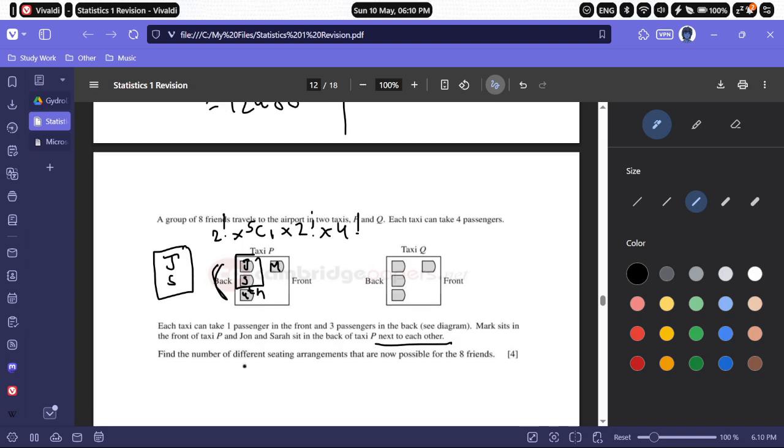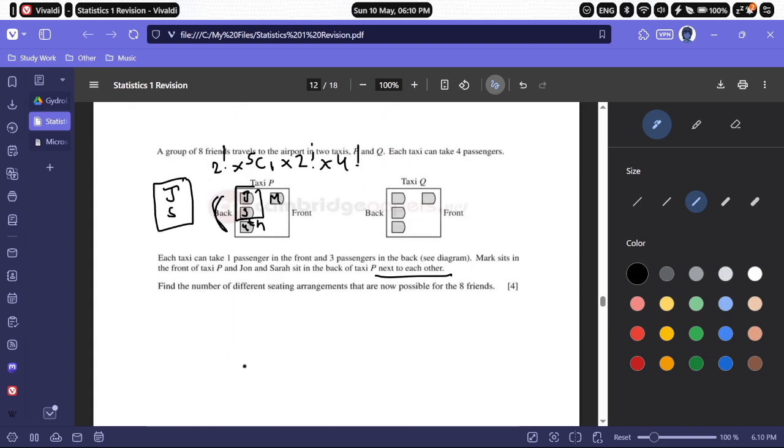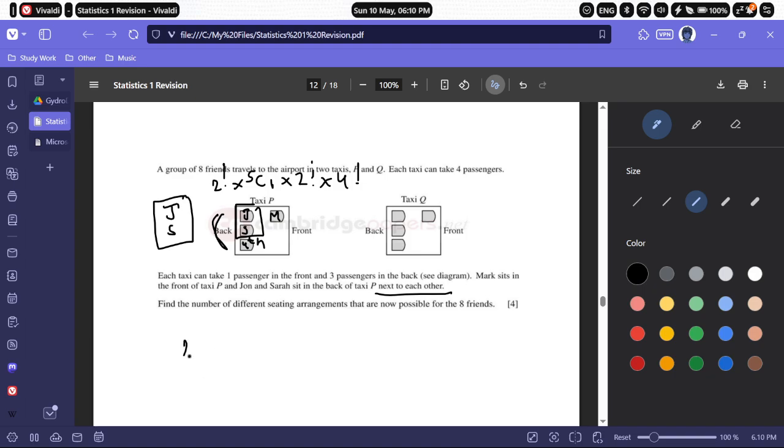Wait, I should have done it over here. Man. Okay, I'll just write it. 2 factorial into 5C1 into 2 factorial into 4 factorial. So if you just calculate that, 2 into 5 into 2 into 4 factorial, that gives you your answer as 480.